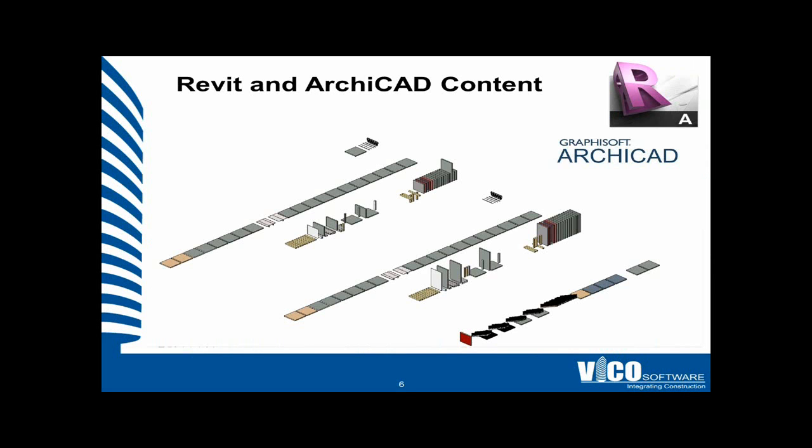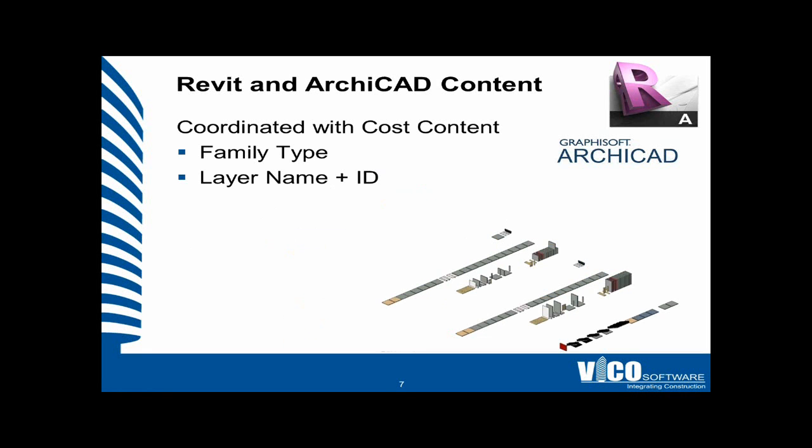Next component is the Revit and ArchiCAD content, and this is what it looks like. So when you open any of the files in the 5D Data Pack, you see a collection of predefined elements. We got a bunch of floor slabs here, some beams, over here some more beams. Here's a collection of walls, and all of these walls have a family type in case of Revit, or a layer name combined with an ID. And the layer name and ID as well as family type are coordinated with the cost content that we saw in the previous slide.